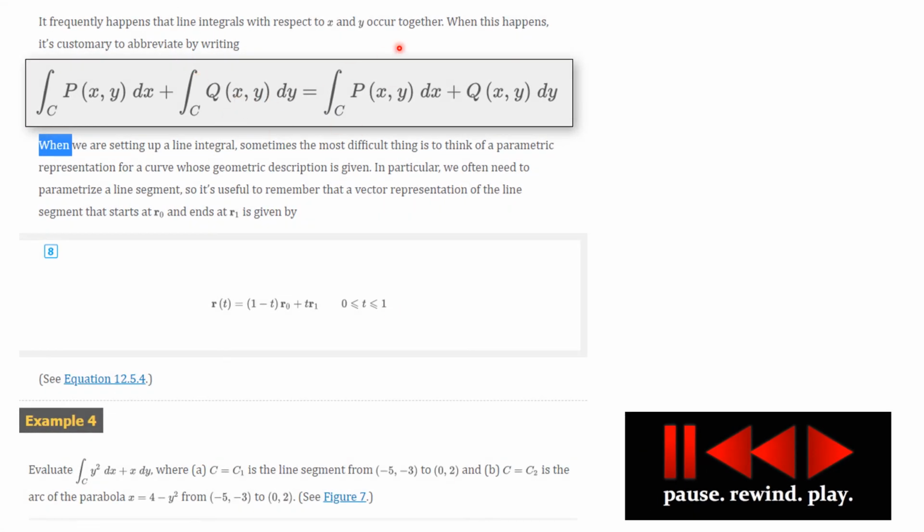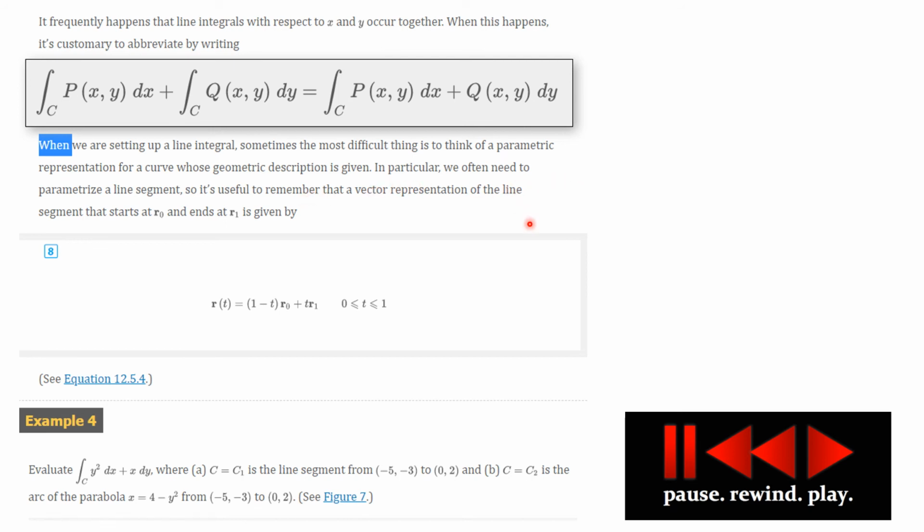And frequently, this is the way we do it then. We say this is the integral over C of, and often it will show up this way, P of x,y dx plus Q of x,y dy, but the curve tells you it is a line integral. Now we're setting up a line integral. Sometimes the most difficult thing, in fact I will say almost always the most difficult thing, is to think of a parametric representation for the curve whose geometry is given.